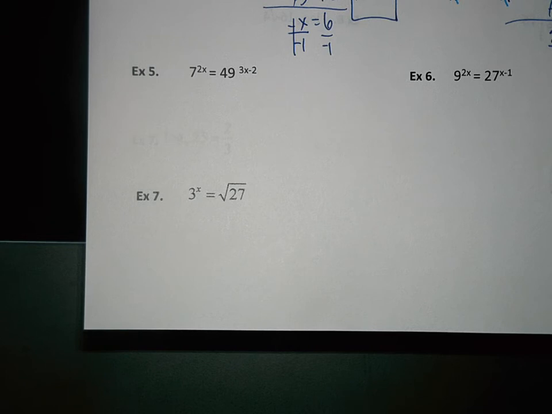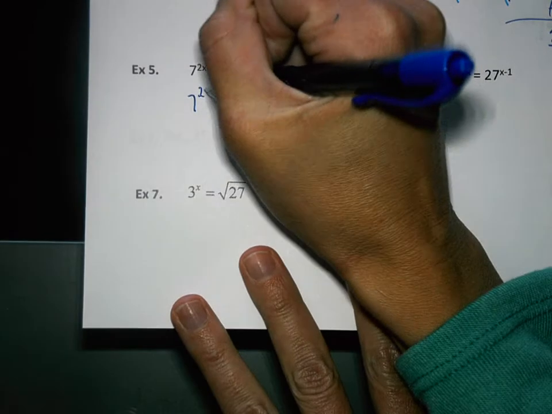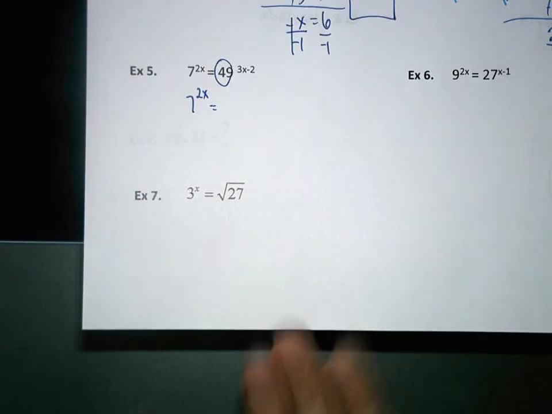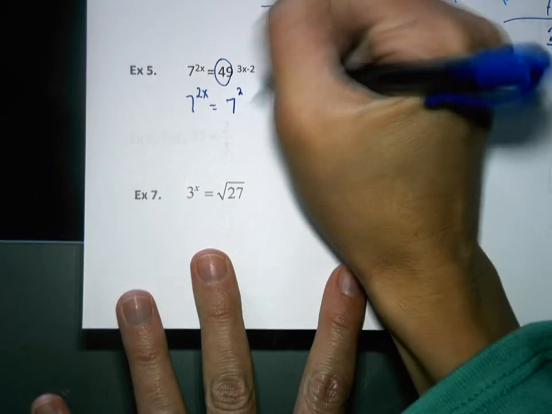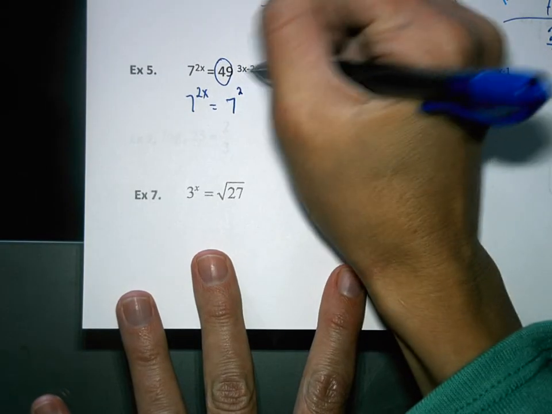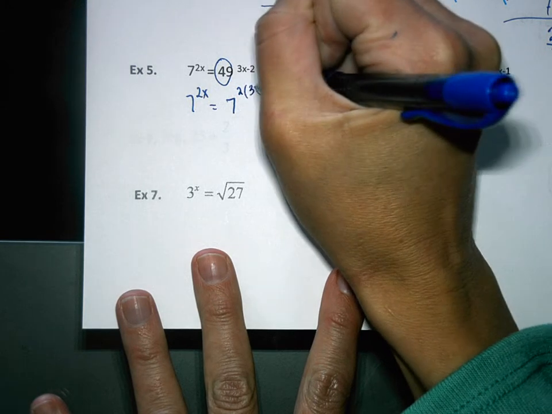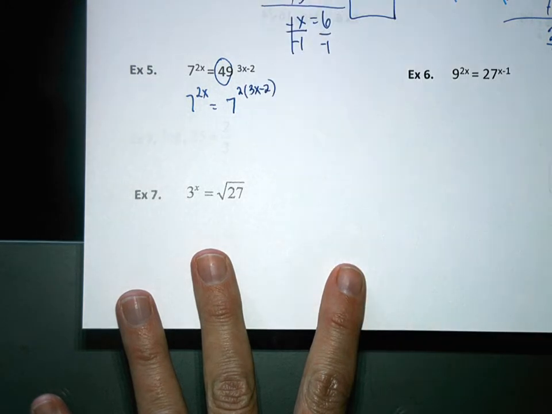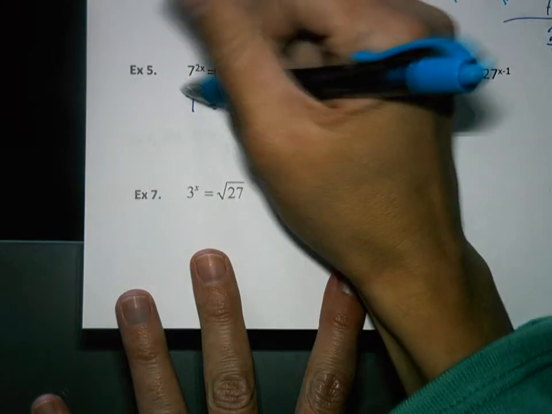Okay, so what would be the base that we should use? 7. Okay, and so the left side's already done. We have 7 to the 2x. 49, how do we change that to be 7? 7 squared. And when I bring up the exponent, and there's already an exponent there, what do we do with them? Yeah, we're going to multiply them, so we put them in parentheses. Is everybody good there?